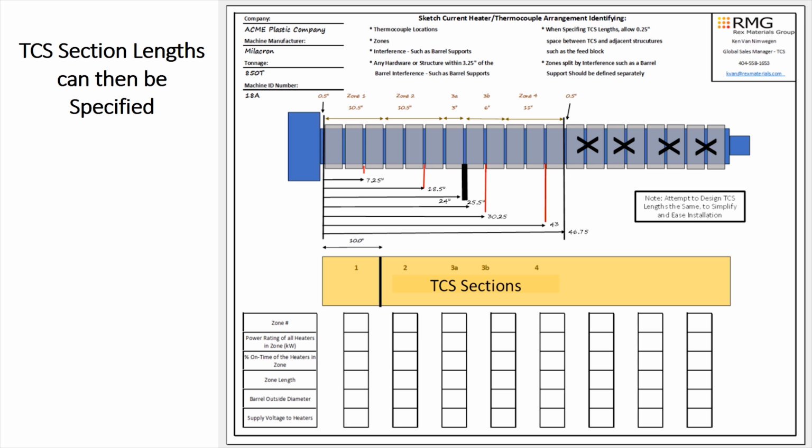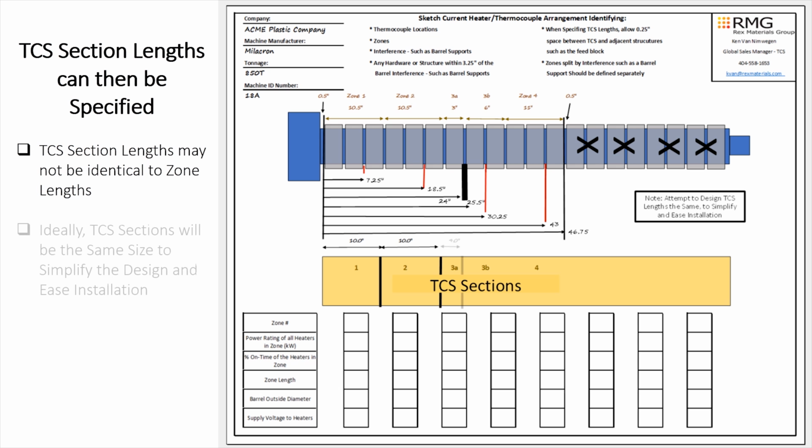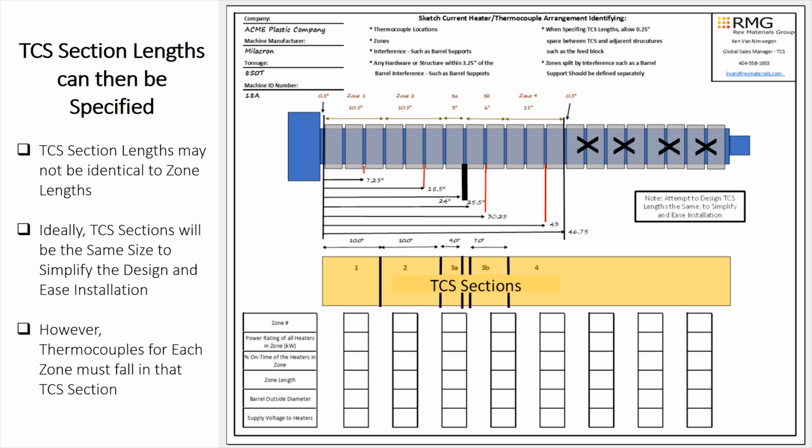Below you can define the exact length of the TCS sections you need. The TCS sections will likely not exactly match the zone length because you want the TCS sections to be identical in length if possible to provide a simple and consistent design and easy installation. However, when the TCS sections and zone lengths are not identical, you'll need to verify that the thermocouples are still generally centered on the TCS section.